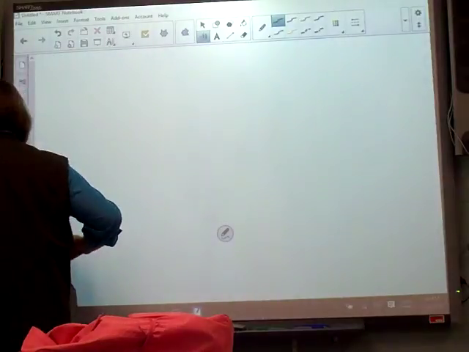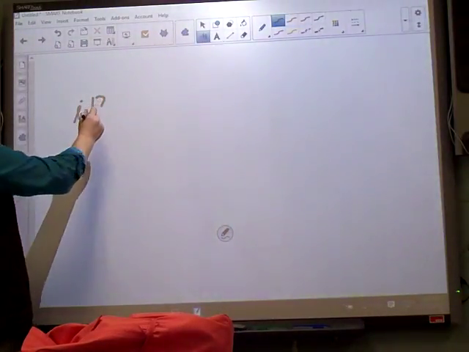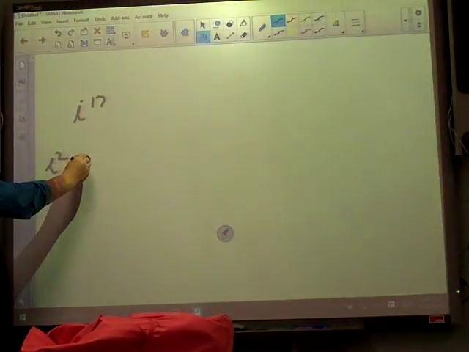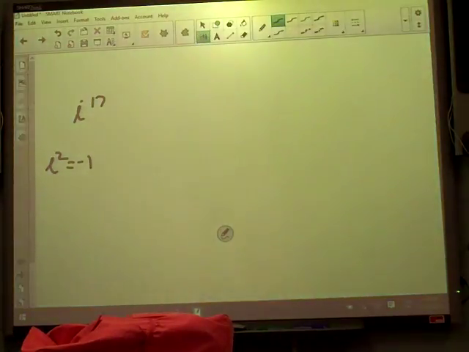Alright, let's give it a whirl again. So, i to the 17th. What we know to start with is that i squared is negative 1. We're given that when we started this.